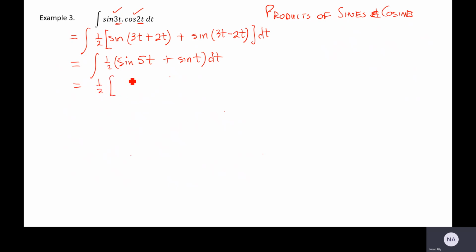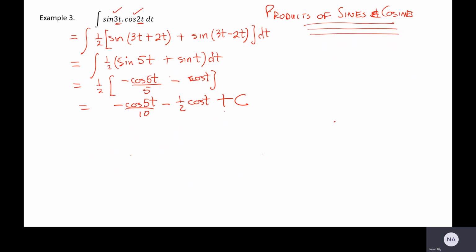That is a half. The integral of sine is minus cos of 5t, compensate with the 5, minus cos of t plus my constant. And of course, that is your final answer: minus cos of 5t over 10 minus a half cos of t plus my constant c. That's using the formula for the products of sines and cosines. That is a short lesson on trig and brings that to a close.